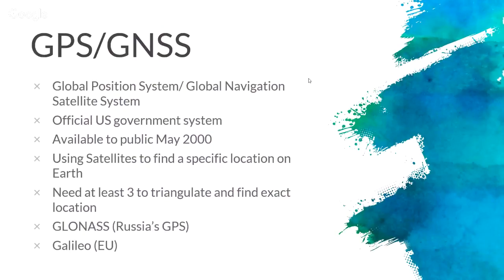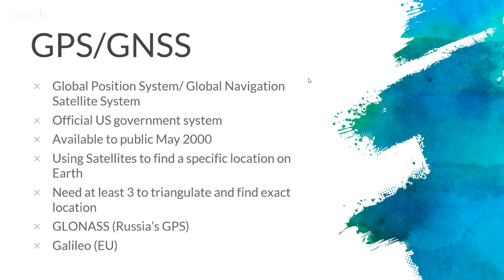So next we have GPS or GNSS. You probably use this daily. If you have a smartphone and you're trying to get from A to B, you want to see the fastest, most efficient route. GPS is the Global Positioning System, but a lot of people should be saying Global Navigation Satellite System. GPS is the US government satellite system. It was available to civilians in May of 2000. We have satellites up in space and we can find your specific location on Earth. You need to be connected to at least three satellites to get that triangulation to find your exact location. But obviously the more satellites, the more accurate your position is going to be.